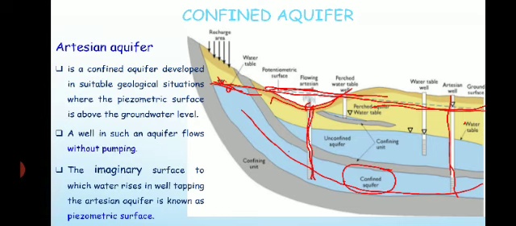And confined aquifer is where the water is held under pressure. It is like sandwiched between two impermeable layers or confining layers, that is called the confined aquifer. Then perched aquifer is a type of unconfined aquifer, wherein a small impermeable lens-like body is present in the unconfined layer, and which will yield water, that is called the perched aquifer. And artesian aquifer is the type of confined aquifer, possible only in some geological situations where the piezometric surface is above the ground level, that is called artesian aquifer.